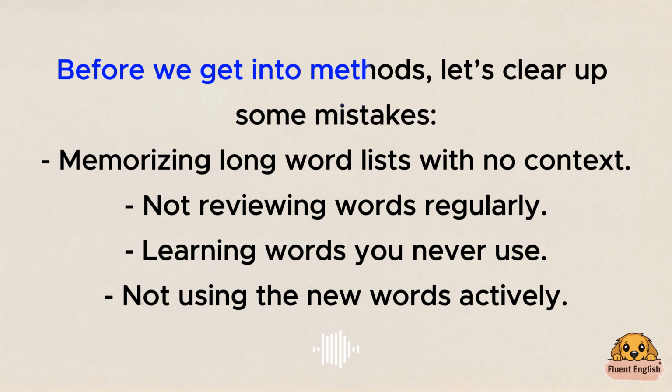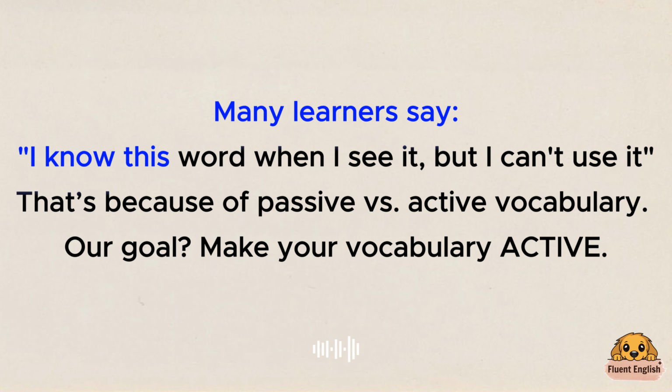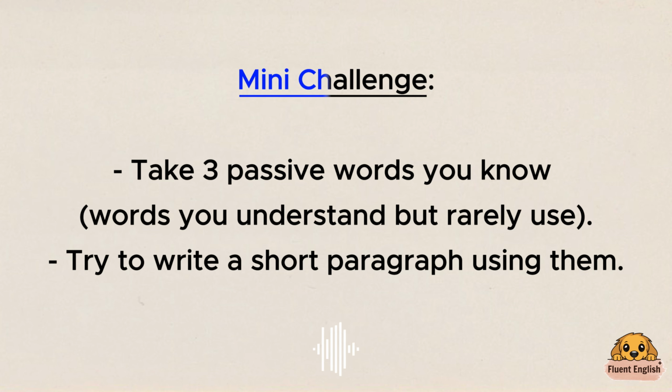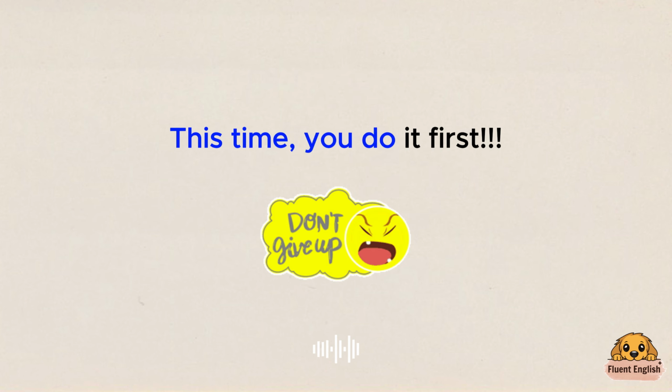Before we get into methods, let's clear up some mistakes. Memorizing long word lists with no context. Not reviewing words regularly. Learning words you never use. Not using the new words actively. Many learners say, "I know this word when I see it, but I can't use it." That's because of passive versus active vocabulary. Our goal: make your vocabulary active. Mini challenge: take 3 passive words you know, words you understand but rarely use. Try to write a short paragraph using them. This time you do it first.